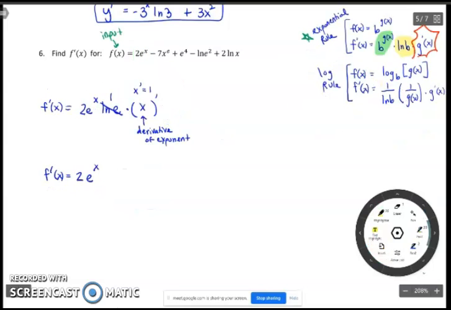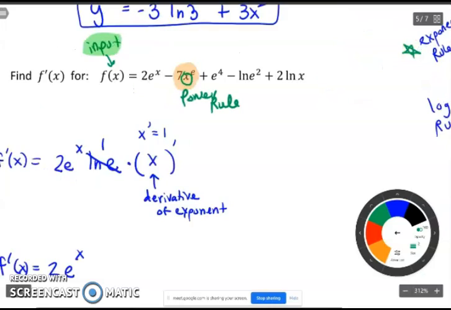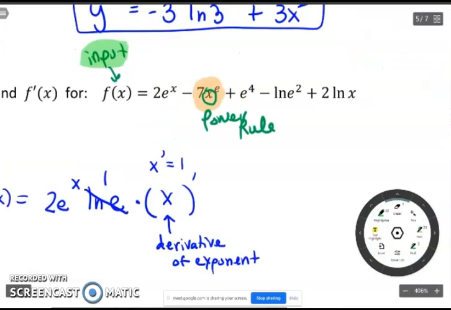Okay, so now we're starting fresh. Let's look at the second term. Where is the input being sent in the second term? It's being sent to the base. I have a variable base. That means I'm going to use my power rule. As weird as this is, I have a variable base with a constant exponent. Let me zoom in a little bit there. So variable base x, constant exponent e.